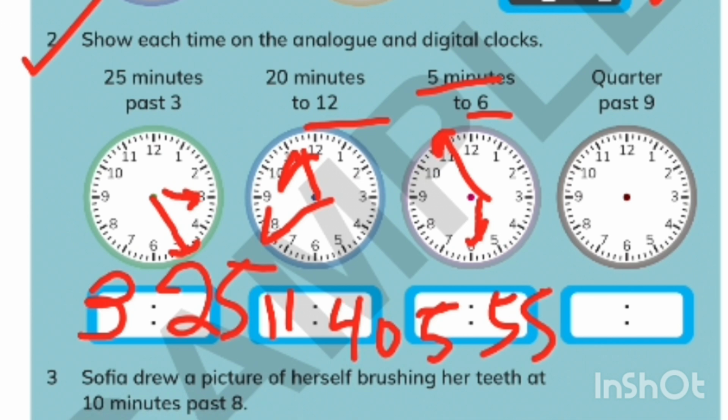Quarter past 9. This is very easy. 9 o'clock, small needle will be on 9 and 10, and the big needle will be on 15. 15 means quarter past. 15 means 3, 3 times 5 is equal 15. So we will write 9:15. So the answer is 9:15.